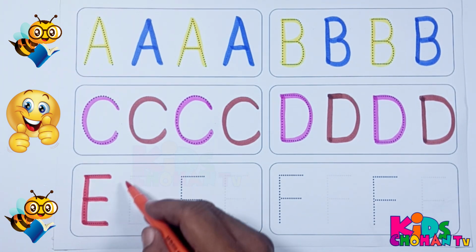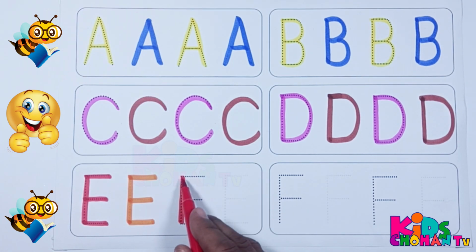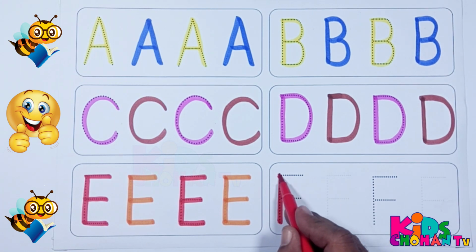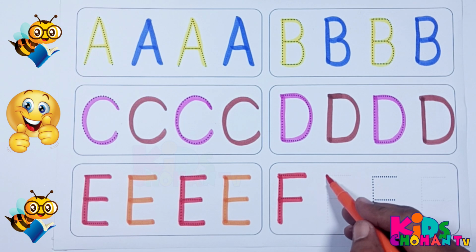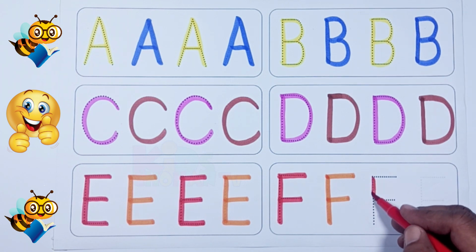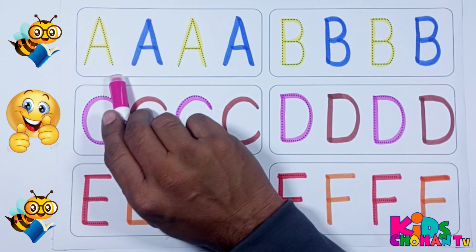E, for elephant. E, for eagle. F, for fish. F, for fox. Kids, read again.